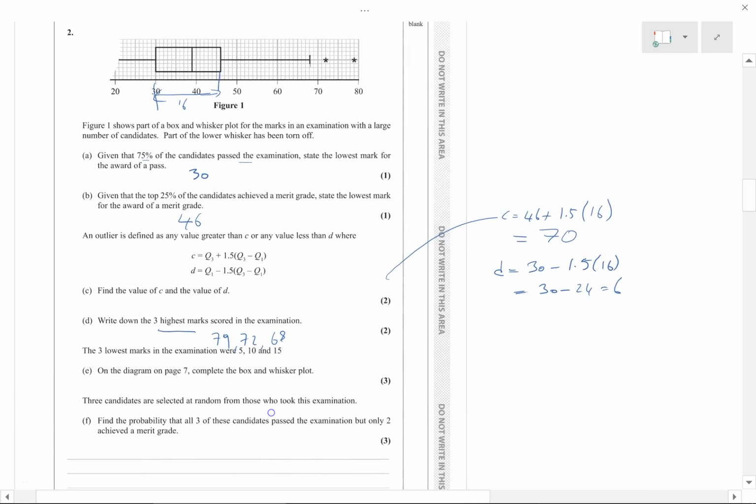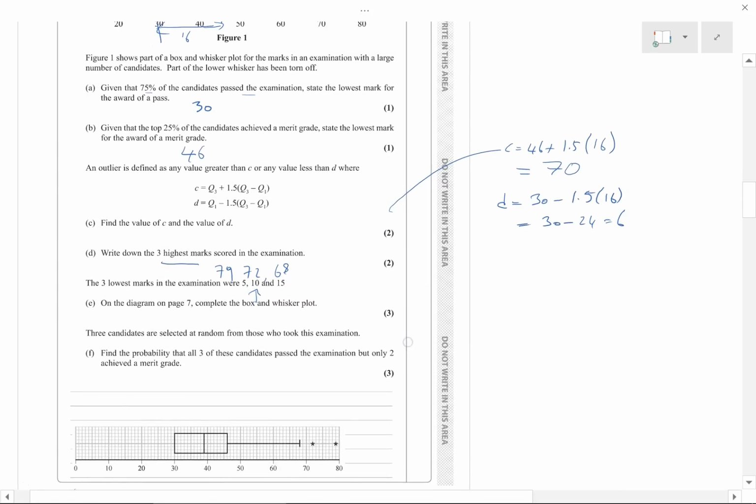So then it talks about the three lowest marks in the examination are 5, 10 and 15. On a diagram, complete the box plot. That's not going to be difficult, is it? It's going to be absolutely fine, because 5 is going to be the outlier. Okay, and then the next lowest is 10. And they've made it clear that they're not going to allow us to use the boundary here, because when we know the next lowest value, that's what we should use for our box plot.